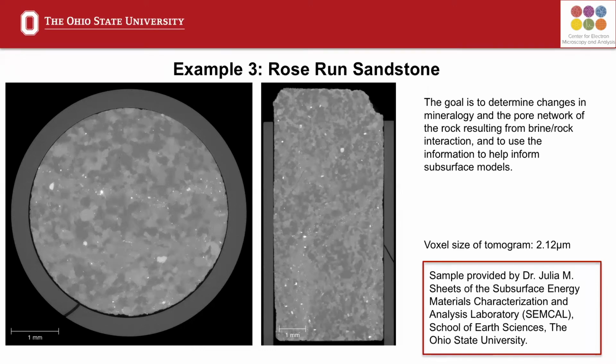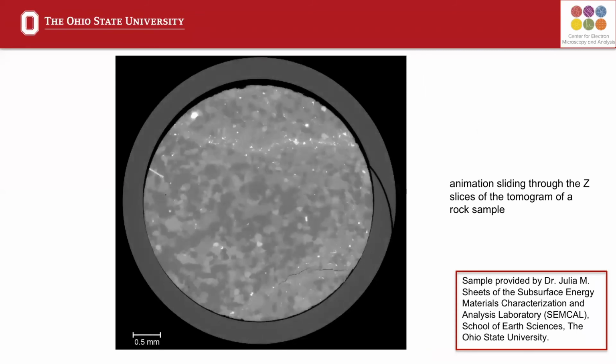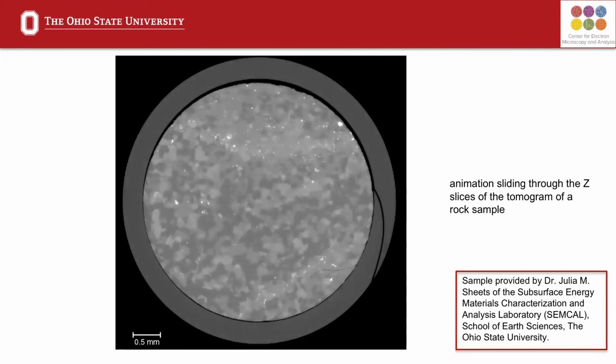The samples are complicated sandstones with detrital quartz and feldspar, dolomite as grains and cement, and clay mineral stringers with traces of iron and Fe and Ti oxide phases. For this scan, we imaged the sample in an NMR tube. This little break here is just a crack in the tube. This animation shows how the sample changed as we move along the z-axis of the tomogram.